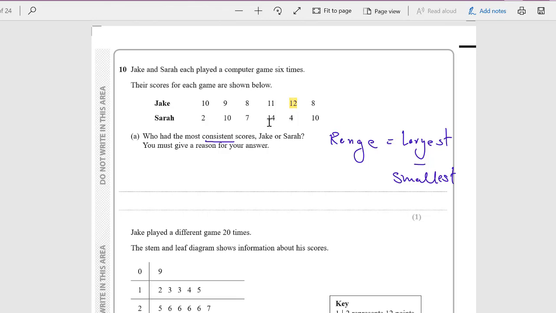Okay, so in this case, we'll look to highlight the smallest number and the largest number. So this is the largest number for Jake, and the smallest number will be 8. And then for Sarah, likewise, the largest number is going to be 14, and the smallest number is going to be 2. So all we need to do now is subtract. I'll use a different color. So for Jake, we have 12 minus 8, so that gives us 4. And for Sarah, we have 14 minus 2, which gives us 12. So which one is the smallest range? Well, that's for Jake. So that means that Jake has the most consistent score.